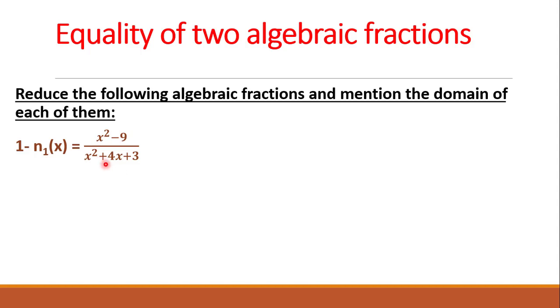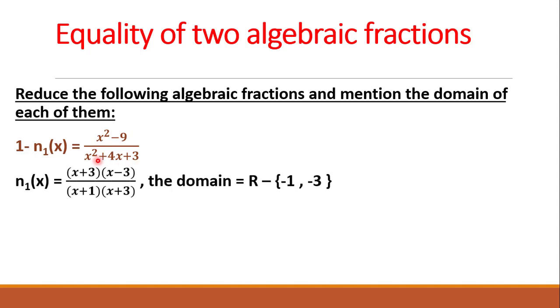Here I can factorize the denominator also. 3 is 1 multiply 3 and the summation will be 4. So I'll factorize them. The numerator will be x plus 3 multiply x minus 3. And here the denominator will be x plus 1 multiplied by x plus 3. Okay? So what is the domain here?